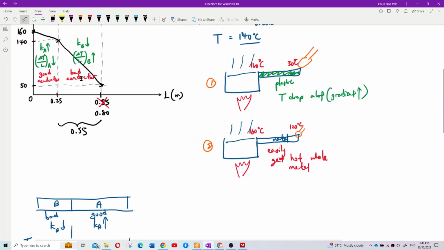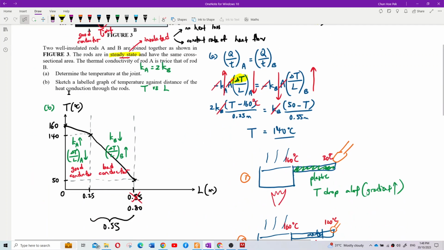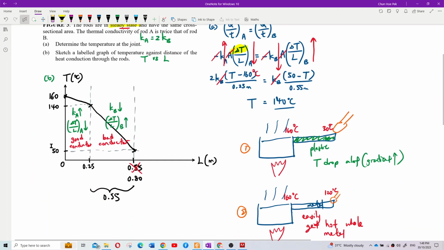So be careful. If the question asks you to sketch a graph, you must have all the values available. Don't just sketch without values. You must label. Label means what? You must have values, must have symbol, must have unit. Must have values, must have symbols T and L. Understand?